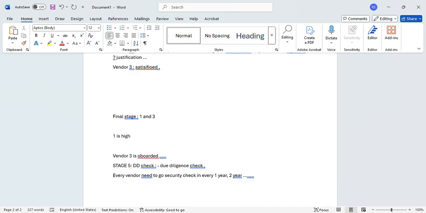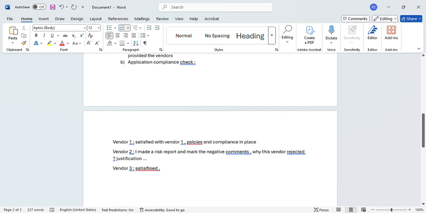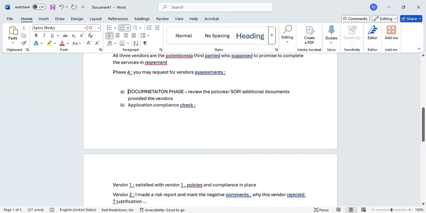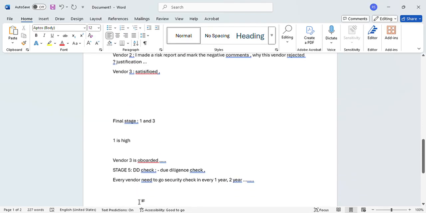you need to check the vendor's documentation part. Same thing, phase 1 and phase 2. Again you need to verify the documentation phase and applications compliance check every year, or once every 2 years, you need to review the vendors as a due diligence phase. Okay, and what is stage number 6? Stage number 6 is the end of suppliers, or end of tenure.